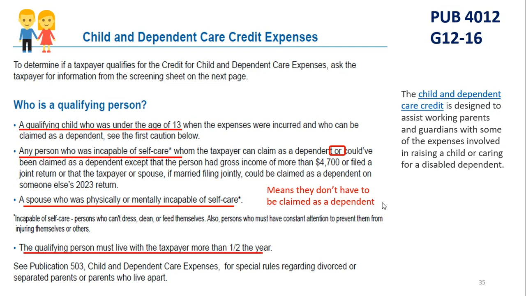However, if they are over 13 but permanently and totally disabled and cannot take care of themselves on their own, and you have to work in order to make money to pay for food and rent, and you have to pay somebody to take care of your child, that's allowed. So anybody over 13, as long as they are permanently and totally disabled, it could be your child, but it could be your spouse as well, somebody who lives in your home. And your spouse has to be physically or mentally incapable of self-care.